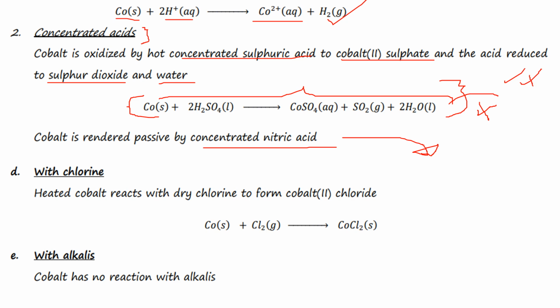So cobalt is rendered passive to concentrated nitric acid, just like any other transition element. Going to reaction part D, we are going to look at the reaction with chlorine. Heated cobalt is going to react with dry chlorine gas to form cobalt(II) chloride. This statement contains conditions: heated cobalt reacting with dry chlorine gas.